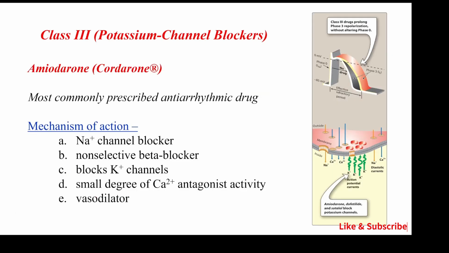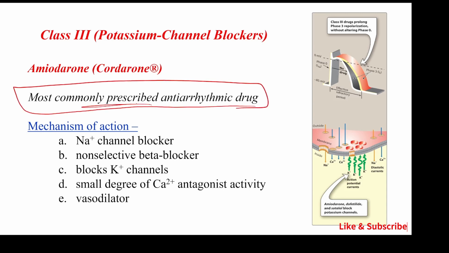Okay, so we discussed class 1, and class 2 belongs to the beta blockers. Then we move to class 3. We have potassium channel blockers, and that includes the main drug, amiodarone or Cordarone, the most commonly prescribed antiarrhythmic drug. This is the important thing. What is the most commonly prescribed antiarrhythmic drug?